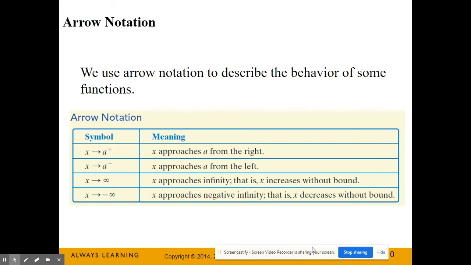Next part of the objective is we're going to talk about arrow notation. So, I mean, you can read the chart, but this notation means x is approaching whatever the value of a is. So, in a real situation, it would be a number from the right, then it's from the left, could be approaching infinity or approaching negative infinity.